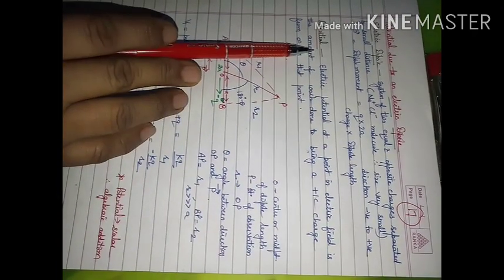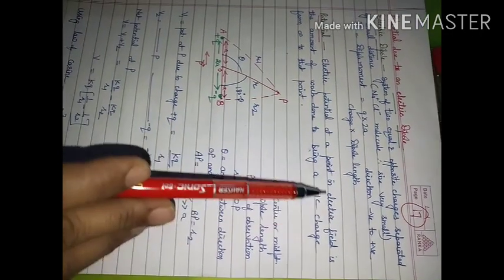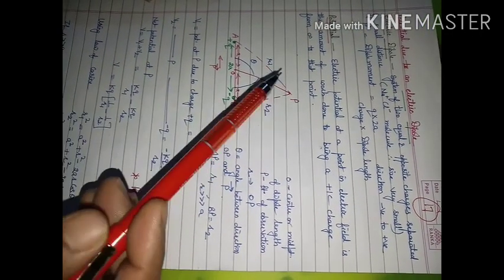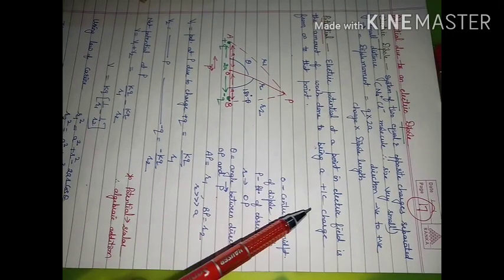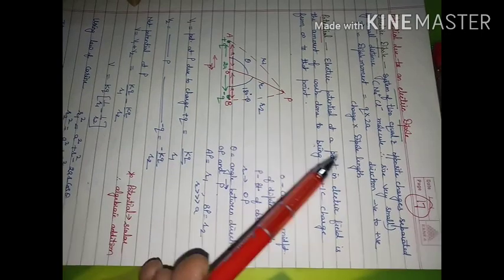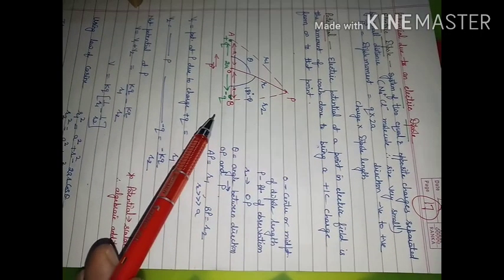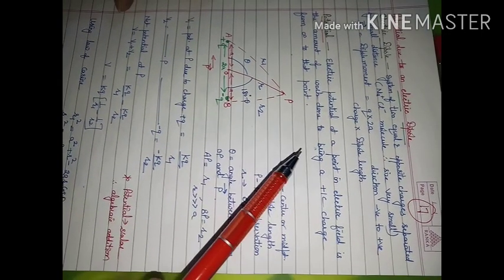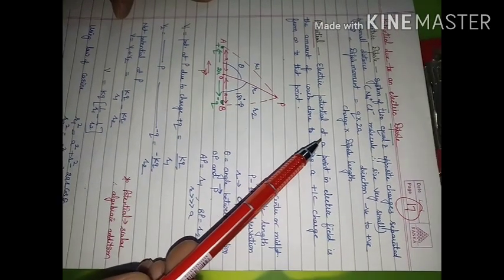And what is potential? Electric potential at a point in an electric field was the amount of work done to bring a unit positive test charge from infinity to that point. So let us use these terms for today's topic. The topic is to find potential at a point due to an electric dipole.